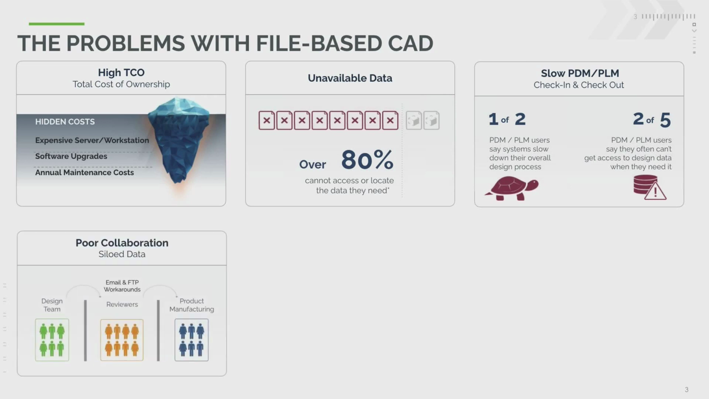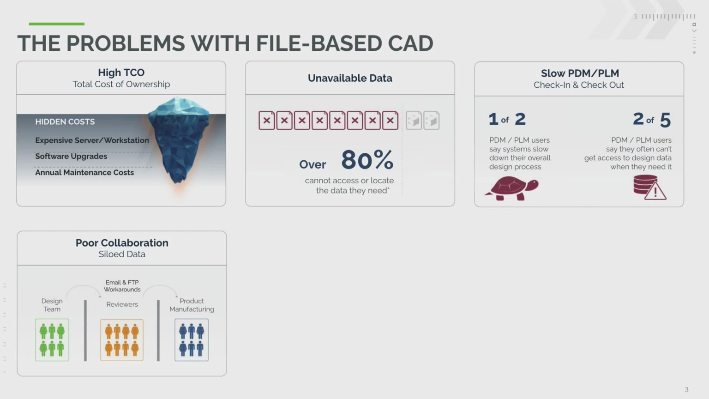Poor collaboration is really about having siloed data between departments. The engineering department work in their CAD system, they have their local PDM system, they can access their data, maybe not in a timely fashion, but they can access their data when they need it.